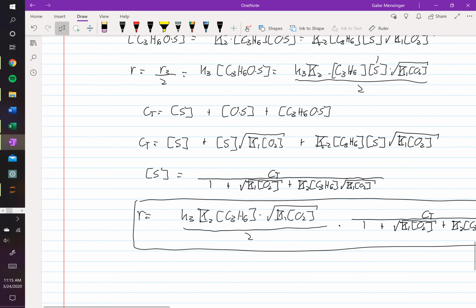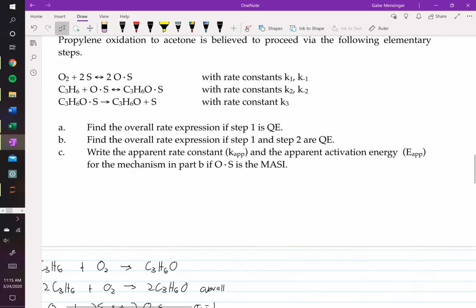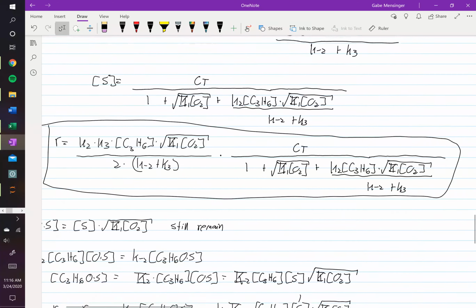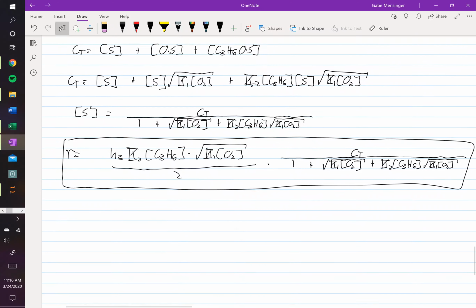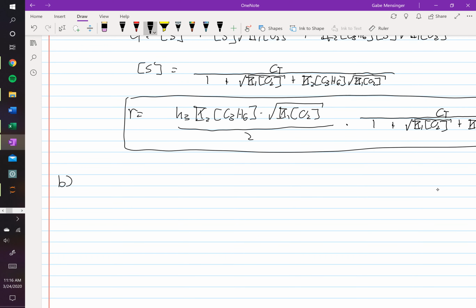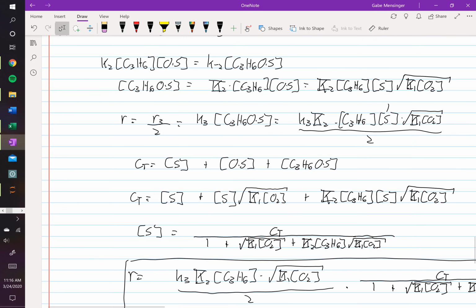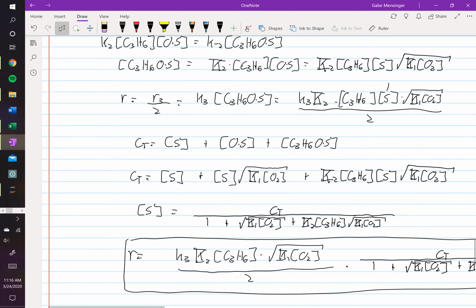All right, so for part C, here we go. Write the apparent rate constant, K apparent, and the apparent activation energy, E apparent, for the mechanism in part B if O*S is the MASI. So we're not necessarily using our answer in part B, but using the work in part B. Essentially what it's saying is that QE for steps 1 and 2 are still valid, and the expressions we found as a result of that are still valid as well.